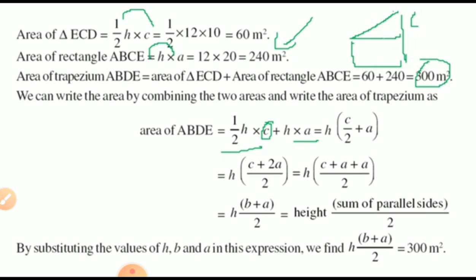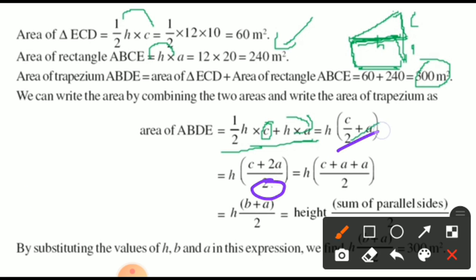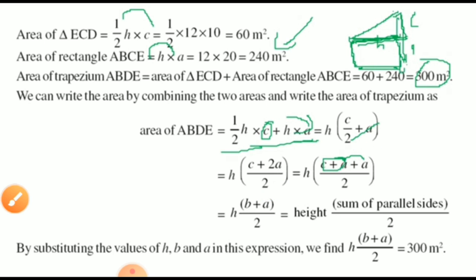Now look at ABDE. The total is 1 by 2 H into C plus H into A. In brackets you can write HC upon 2 plus A, which gives HC plus 2A upon 2. Why is this 2A here, student? Because of the LCM, so the 2 has to multiply here, giving 2A. In place of 2A plus C, can we write A plus B? Yes. Why? Because C plus A gives you B.